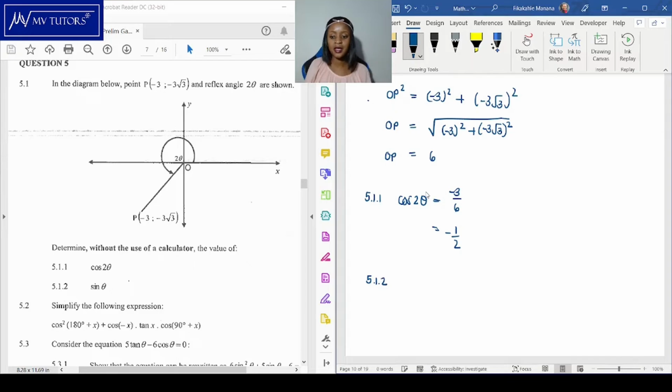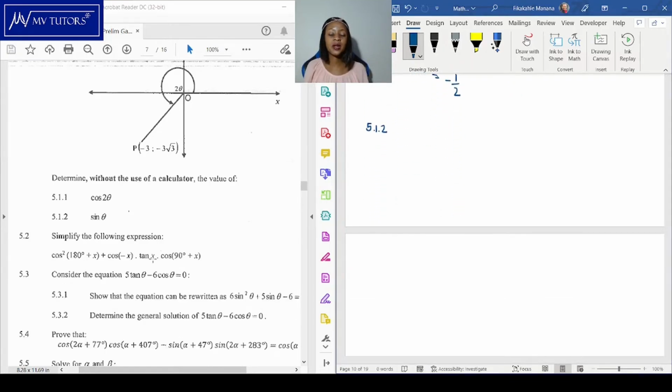Now we get to the next question, 5.1.2, where we need to calculate sine theta. Because we have a double angle, we could choose between sine 2 theta or cos 2 theta. I wouldn't go the sine 2 theta route, because the answer would be 2 sine theta cos theta. We don't have cos theta and we are looking for sine theta. So I'd rather go with cos 2 theta and expand it. Remember, cos 2 theta has 3 options. Rather go with the option where we have only sine in it, which would be 1 minus 2 sine squared theta, and that's something you can check in the formula sheet.